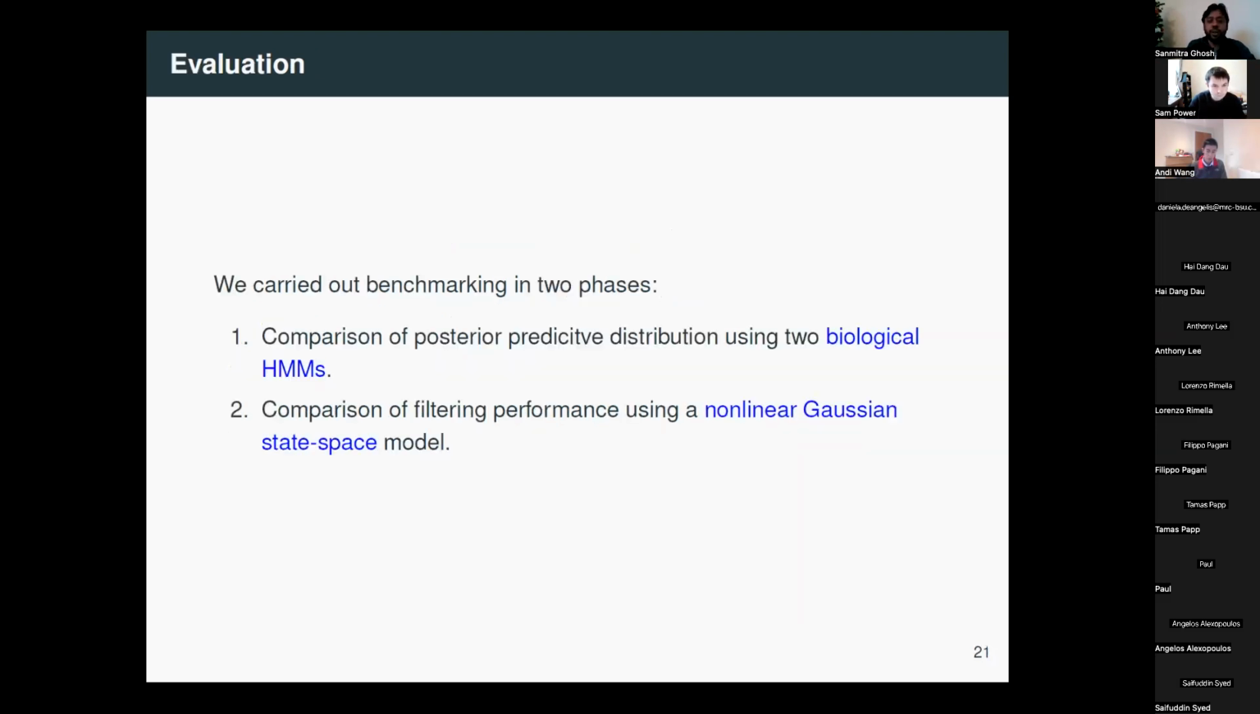So coming to evaluation. I have done the evaluation in two phases. In the first phase, my main idea is figuring out the posterior predictive distribution correctly. For this, I have chosen two biological HMMs, which have intractable transition densities. So first we will check this out. Once we have done this, then we will look more closely into the filtering performance in the context of classical filtering application, right? That was not initially my motivation, because my whole motivation was to get the posterior predictive density more accurately.